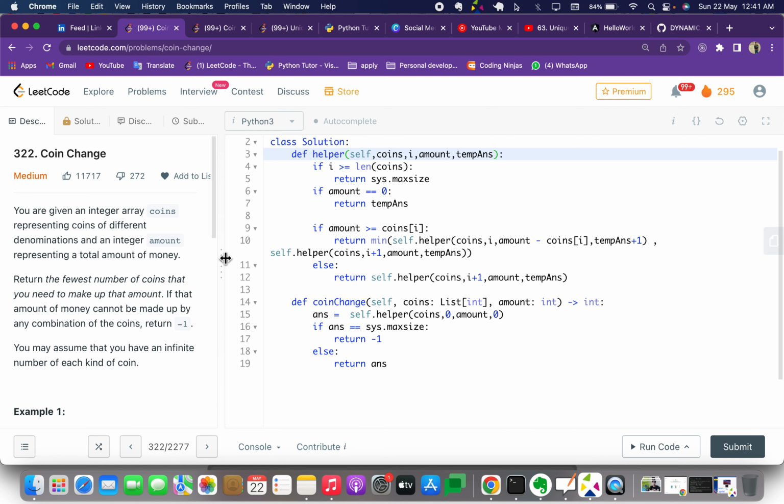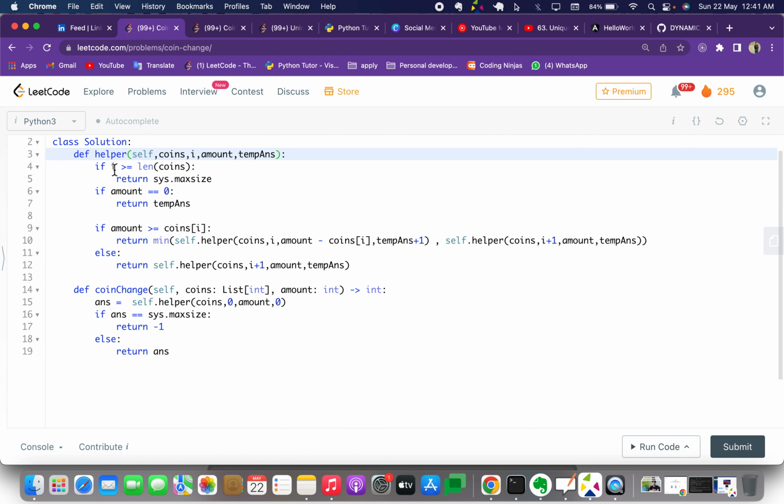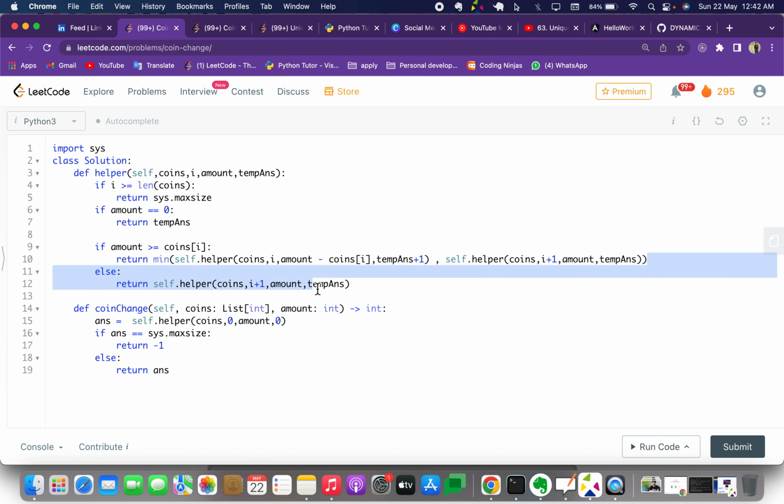So now you can see, let me open it. The first thing is this is the main function that we have: coin and amount. This is the coin, and zero is nothing but the index, and this zero signifies how many denominations we consider. So let's suppose if we are out of bound, or out of this array, then we have to return the maximum size. Why maximum size? I will explain. Other than that, if amount is equal to 0, in that case whatever the temporary answer, meaning the number of denominations we have, we can simply return.